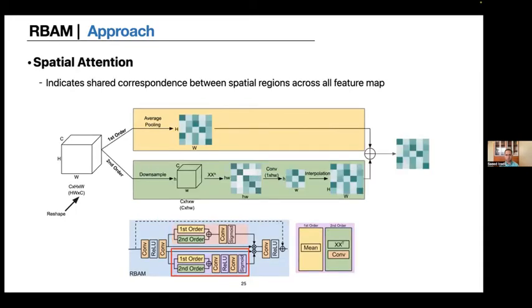The same philosophy applies here for the spatial attention. The first order path is averaging across all channels. And for the second order attention, we first downsample the features, compute the pairwise, apply the 1D convolution, and then scale back the attention matrix to the original full size image.